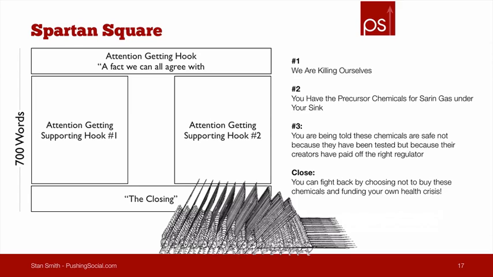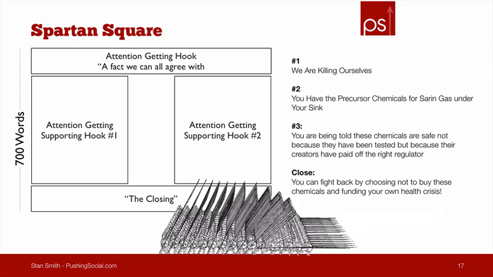So you start with an attention-getting hook, a fact we all can agree with. And then you have your attention-getting supporting hooks on each side. And then you have your closing that closed up, or really represented the rear of your Spartan Square. So in this case, this is a provocative blog post method. This is not for the faint of heart. This is where you just need to punch through and get people's attention.